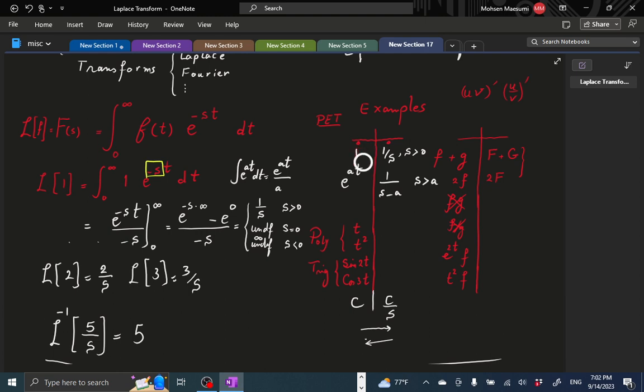Notice that there is a commonality between these two. If a is 0, this becomes 1 over s, which is exactly that, and of course exponential of 0 is 1. So sometimes we can see our answers coexisting for some special values of parameter. Next, let's go after the case of polynomials. For the polynomials, we have to work a little bit harder.